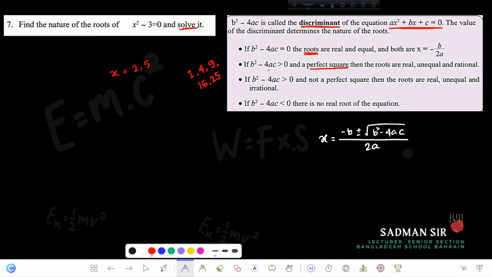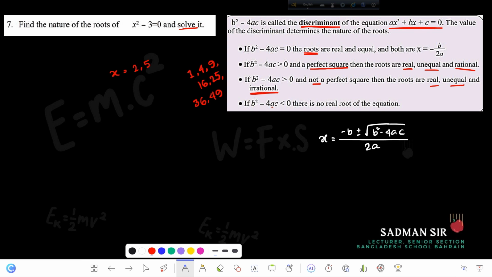So if our value of b square minus 4ac is greater than 0 and any one of these numbers, it can continue like the square of 6 is 36, 49, any square number, then we will say that the roots are real, unequal, and rational. Next, if it is greater than 0 but not a perfect square, then real and unequal will be the same, but rational will now become irrational. So we will say that it is real, unequal, and irrational.